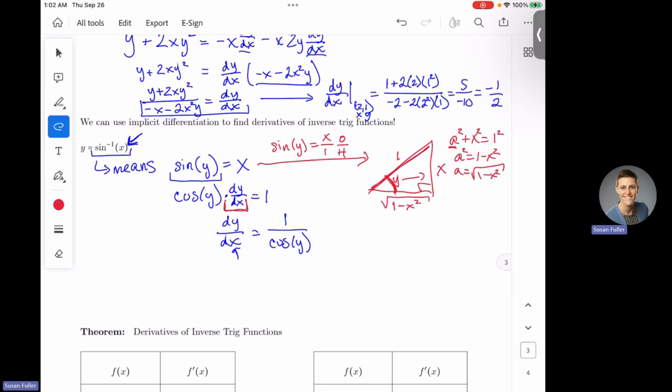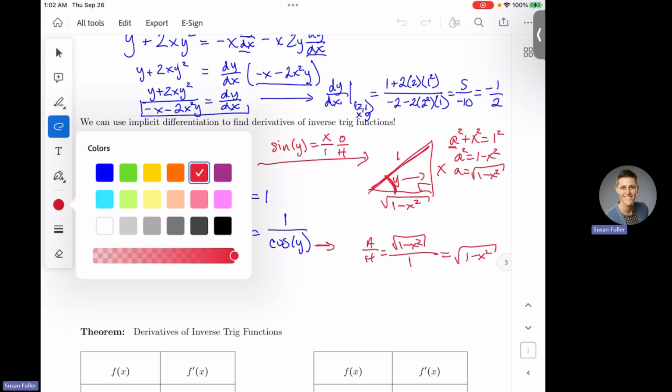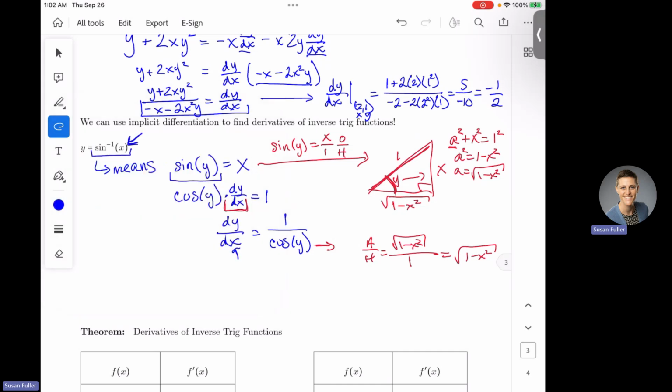And so now I can actually find the cosine of y for my triangle. The cosine of y is going to be adjacent over hypotenuse. What's the length of my adjacent side? Yep, it's the square root of 1 minus x squared over my hypotenuse, which is 1. That square root divided by 1 is just itself, the square root of 1 minus x squared. And so now that is what cosine of y is in terms of x's. I can just go ahead and plug that in.